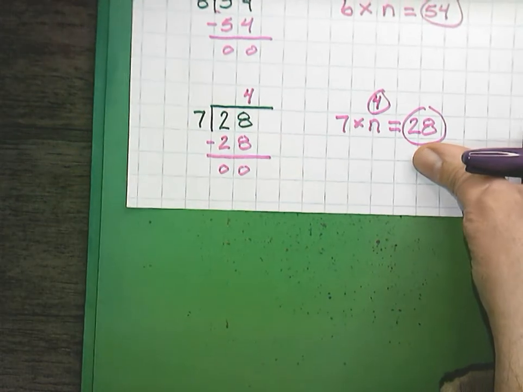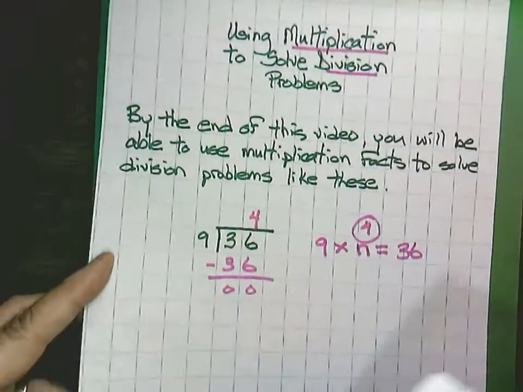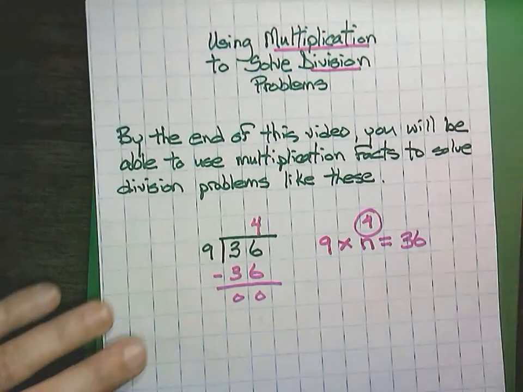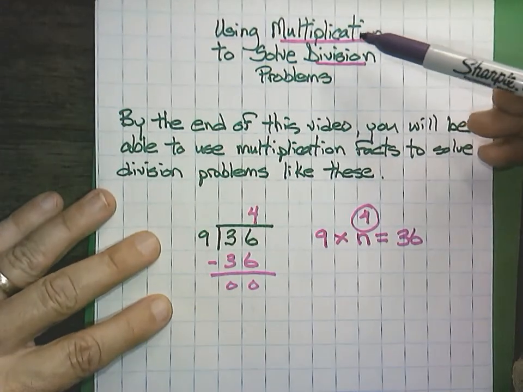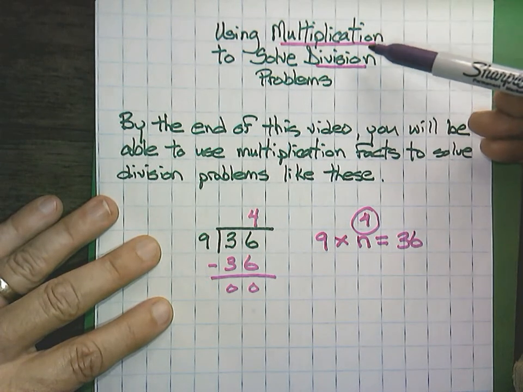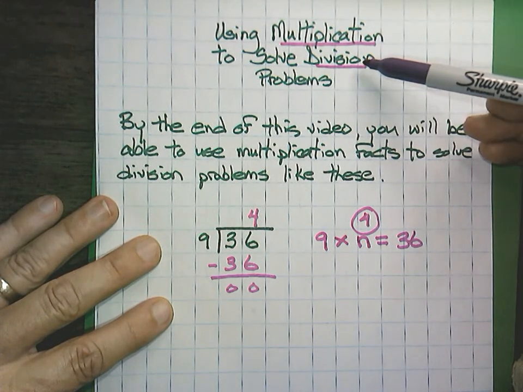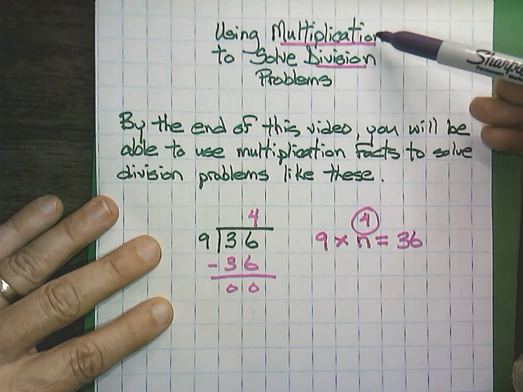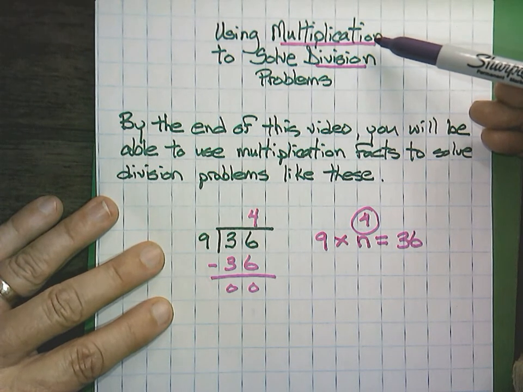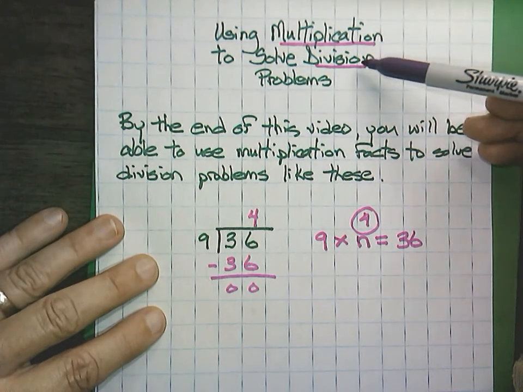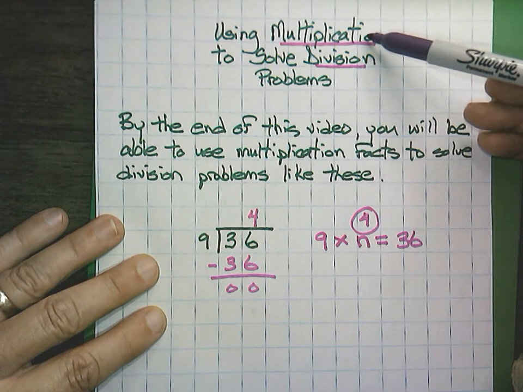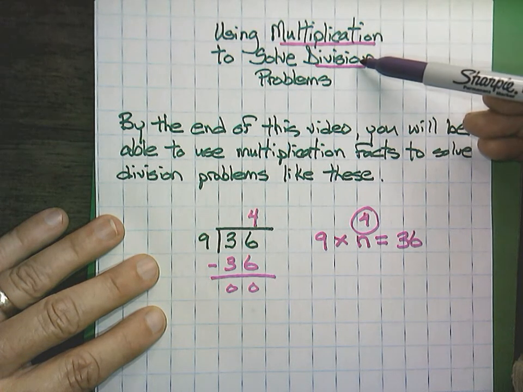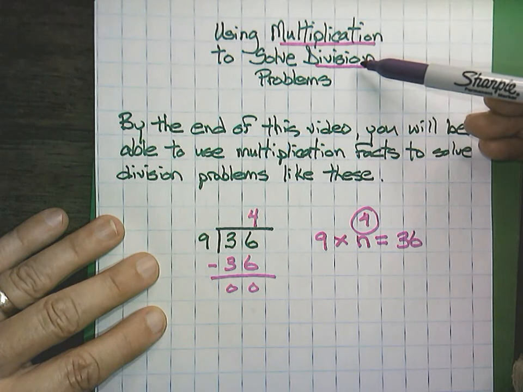Okay, so quick review. Today's lesson is how to use multiplication facts to solve division. So remember, our focus is solving division, but our strategy was to use multiplication. And we said the reason why we can do that is that multiplication and division are kind of like fact families, they call them inverse operations.